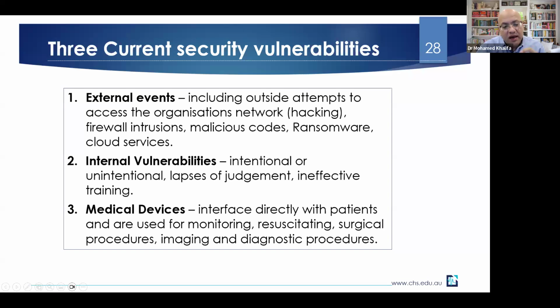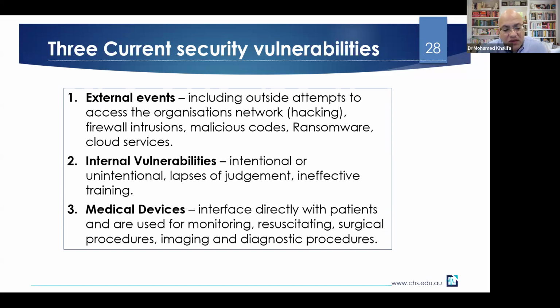And we have actually 3 security vulnerabilities. The first is external events, which includes outside attempts to access the organization network, or what we call hacking, intrusion of the firewalls, malicious code and software and viruses and so on. And then we have the internal vulnerabilities, like intentional or unintentional lapses of judgment or ineffective training that could lead some people to leak the information that they deal with.